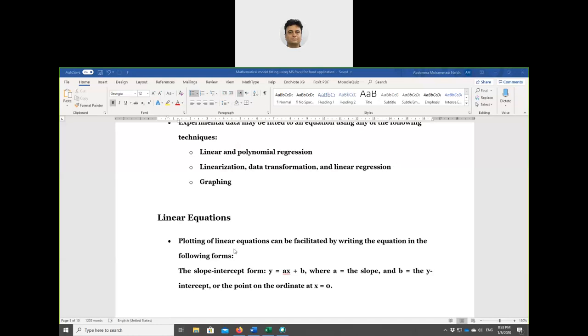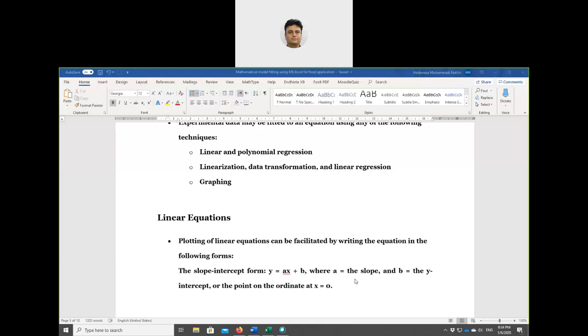Plotting of linear equations can be facilitated by writing the equation in the following form, like this one: y equal to ax plus b.